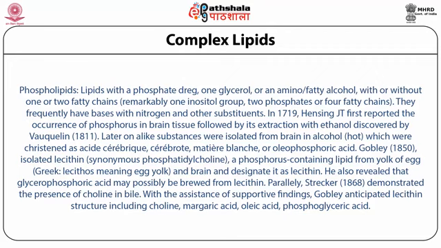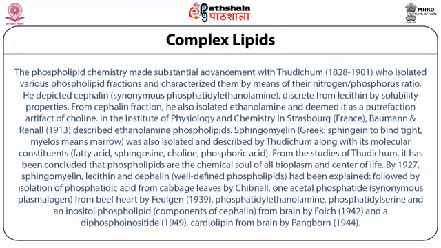In 1868, parallel to the work of Gobley, Strecker demonstrated the presence of choline in bile. With the assistance of supportive findings, Gobley anticipated the lecithin structure, including choline, margaric acid, oleic acid, and phosphoglyceric acid. Phospholipid chemistry made substantial advancement with Thudichum, who isolated various phospholipid fractions and characterized them by means of their nitrogen-phosphorus ratio.